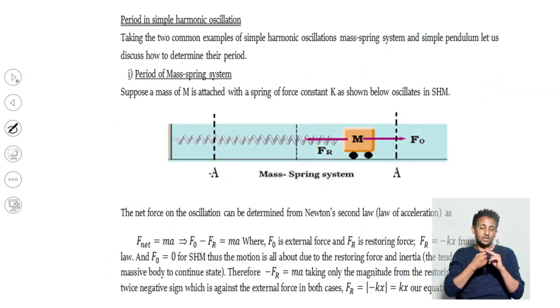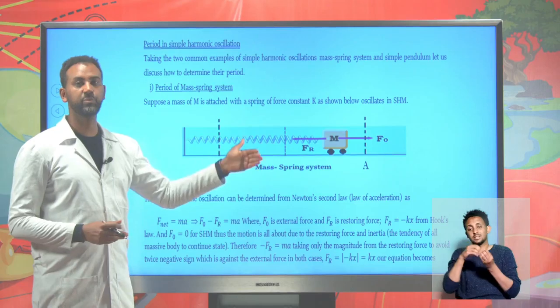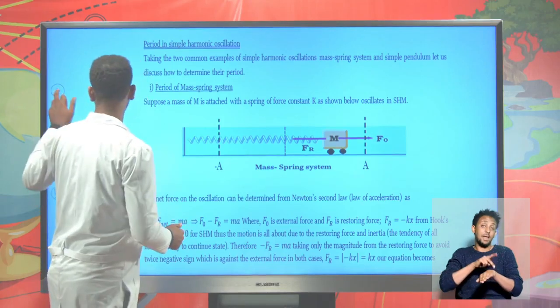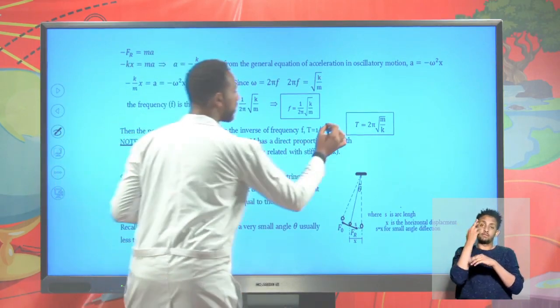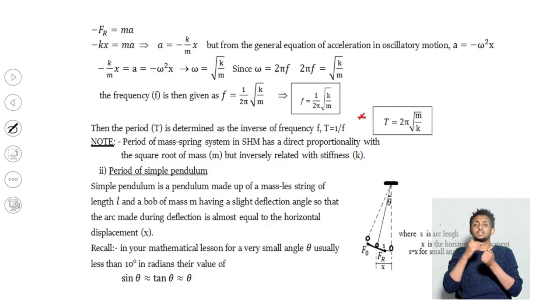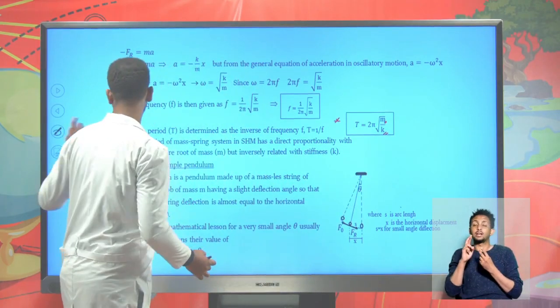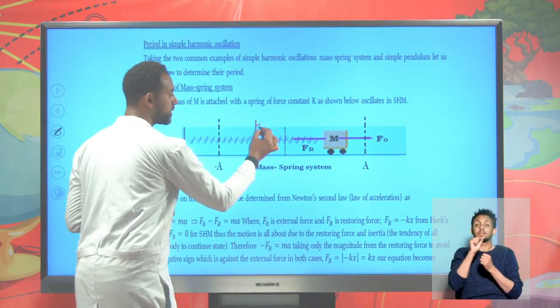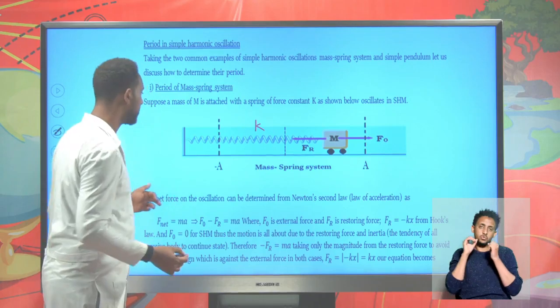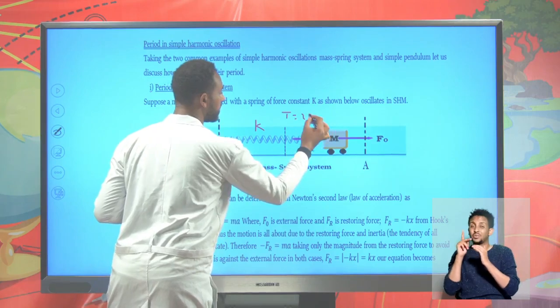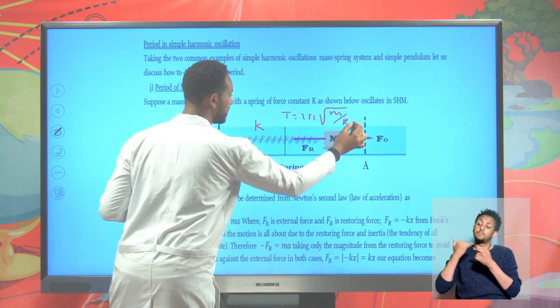Now let's try to determine the period in simple harmonic motion. For oscillatory bodies like the mass spring system and the simple pendulum, it's possible to determine their period. The period can be determined from the above relation, and for the mass spring system you have such an equation. The period T is 2 pi square root of m over k, where m is the mass and k is the stiffness, or force constant, of the spring. This is how we relate.